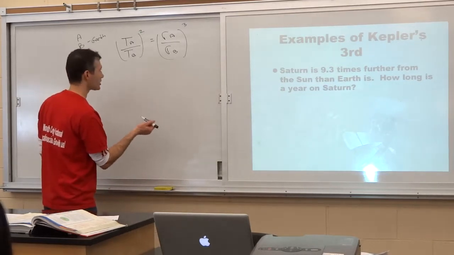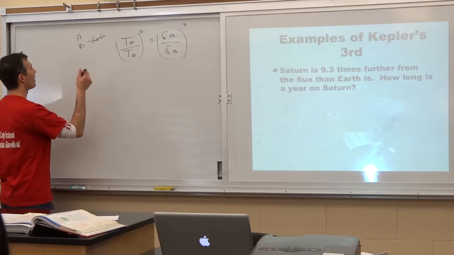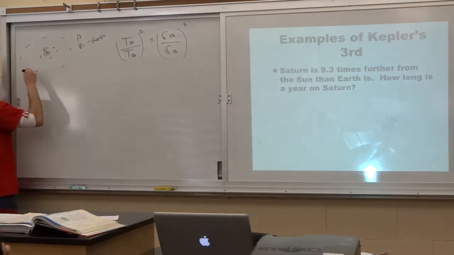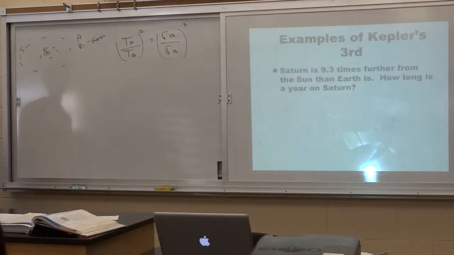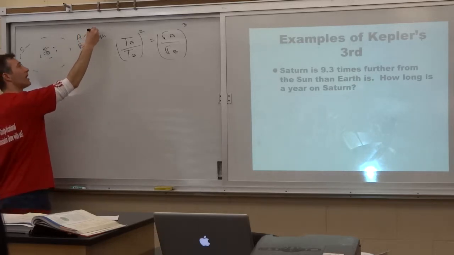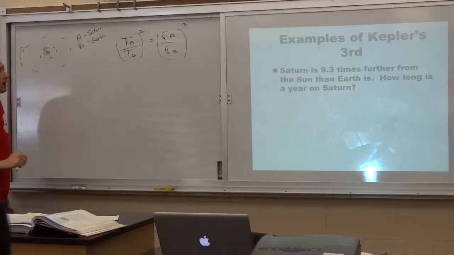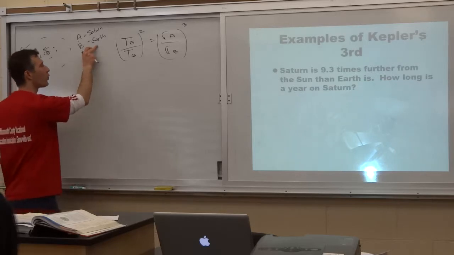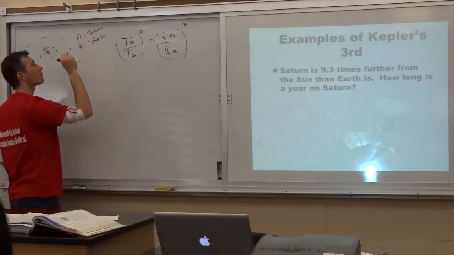So let's see, we're supposed to draw some sort of picture. I guess I can draw the sun, I can show the Earth, and I can show Saturn. That's a picture, right? That qualifies as step 1. What's next? We're supposed to identify the information we know. There's not much here. I do know that I'm going to use the Earth as object B and Saturn as object A. That might be worth writing. I do know that the period of the Earth is 1 year. I know that I'm looking for the period of Saturn.